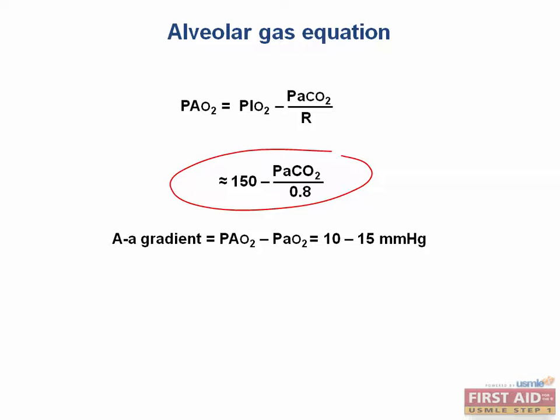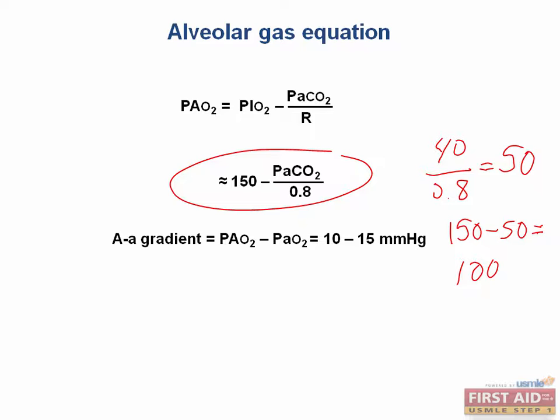So what's the normal PaO2 for a healthy adult at sea level? Well, the normal PaCO2 is about 40. So 40 divided by 0.8 gives you about 50. And finally, 150 minus 50 is 100. Meaning that a PaO2 of 100 is normal for a healthy adult at sea level.